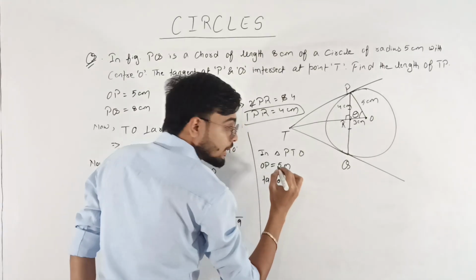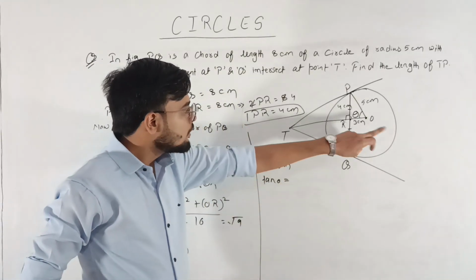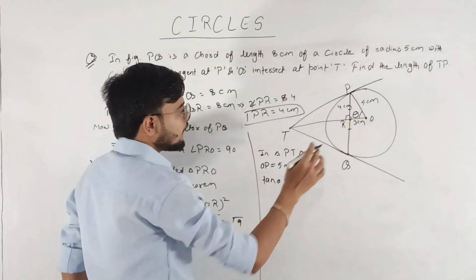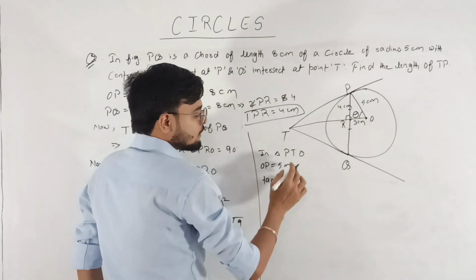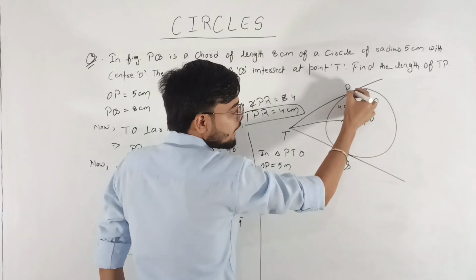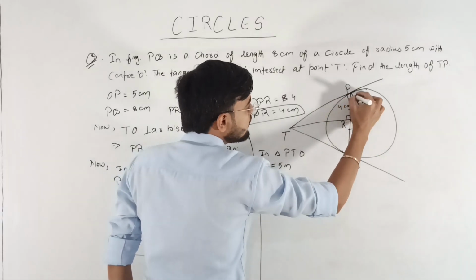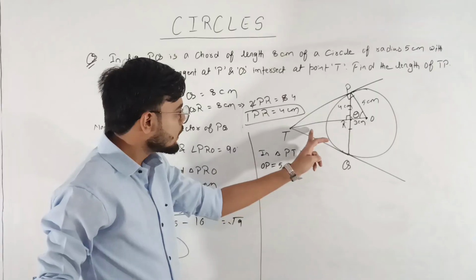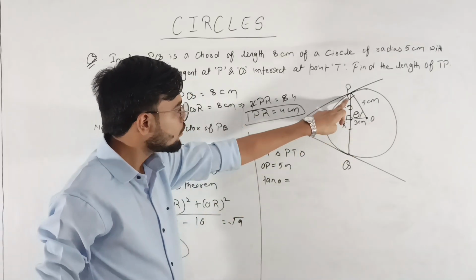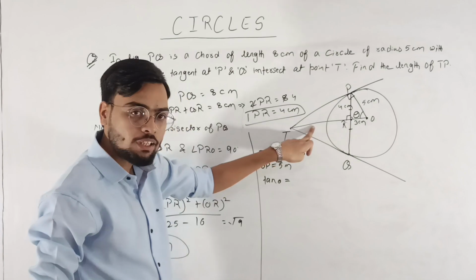Tan theta is what? Perpendicular upon base. So we consider this angle. For this angle perpendicular is this. Why I use trigo? Look, this triangle is a right angle triangle. Again, why? Because OP is radius and TP is tangent. Then this angle is 90 degree. So this is a right angle triangle. OPT is a right angle triangle. So for this one TO is hypotenuse.